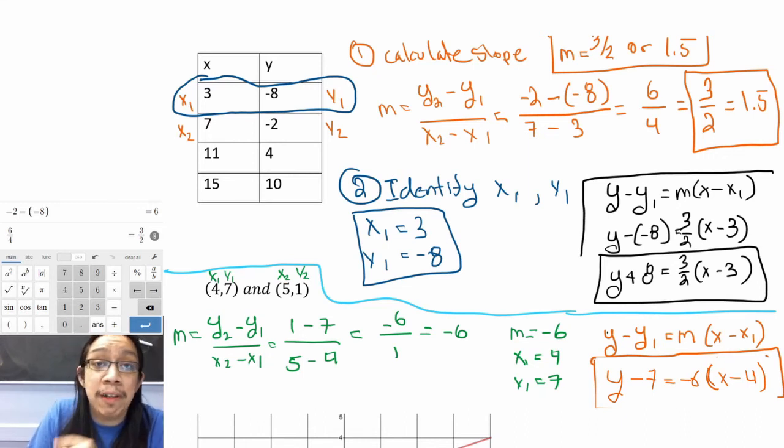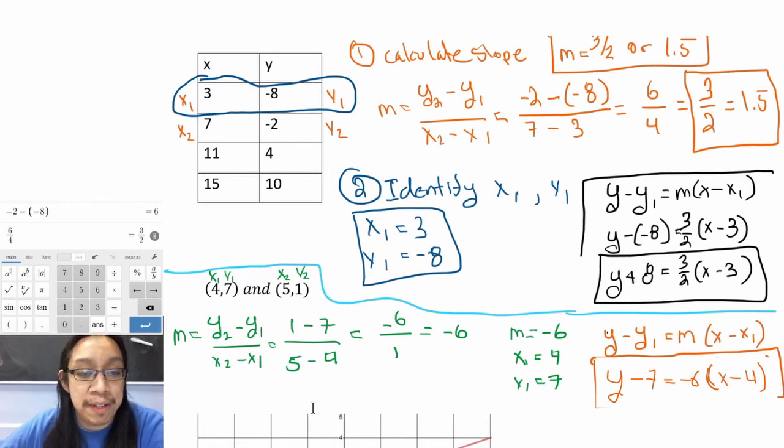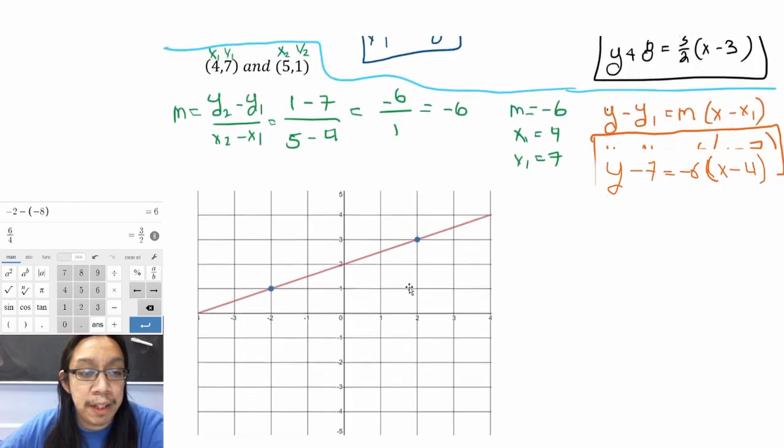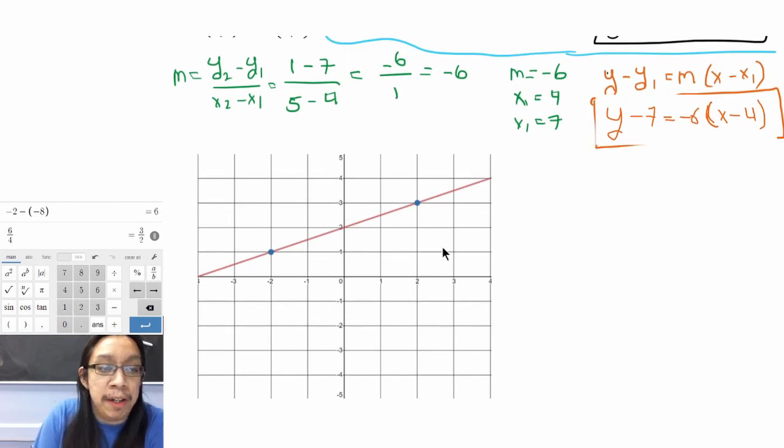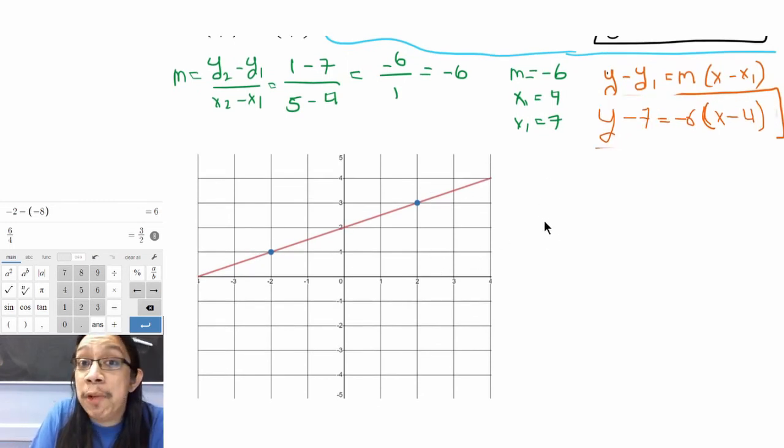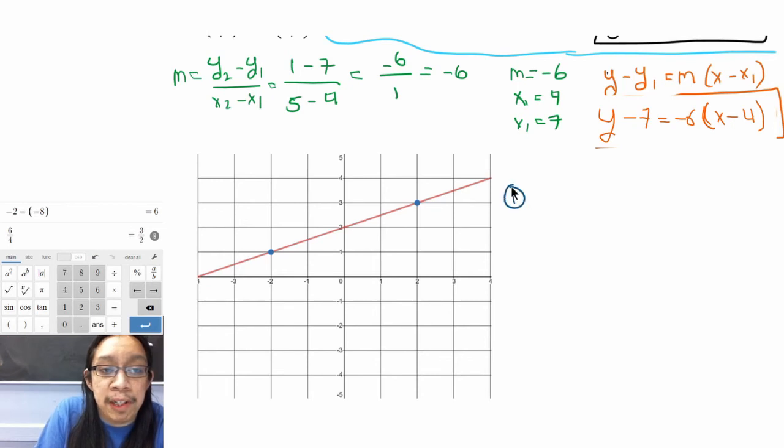Let's look at one more example, but this time let's look at a graph. So here is a nice, pretty red line. Let's go ahead and find a point-slope form linear equation for this graph. So what does that have to look like? Well, again, step 1 is that we want to calculate the slope.